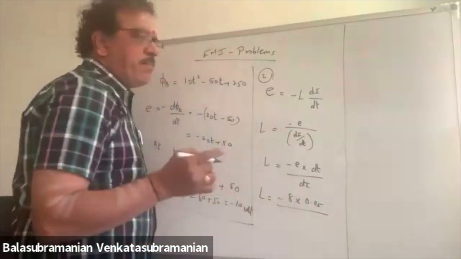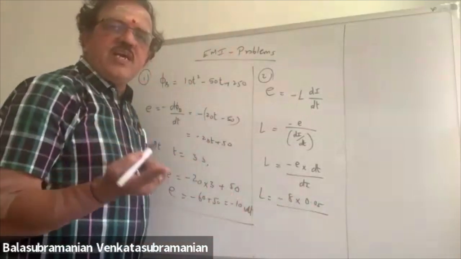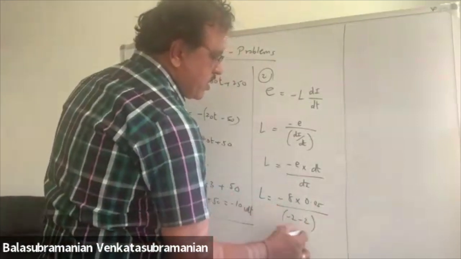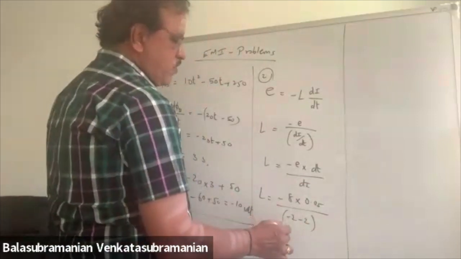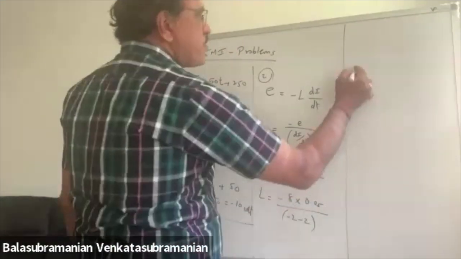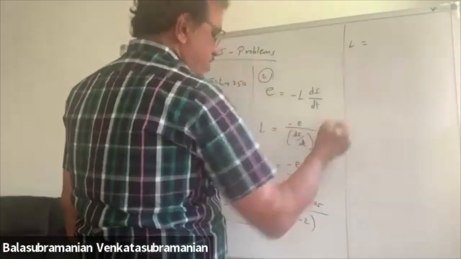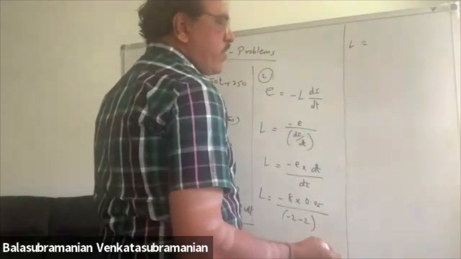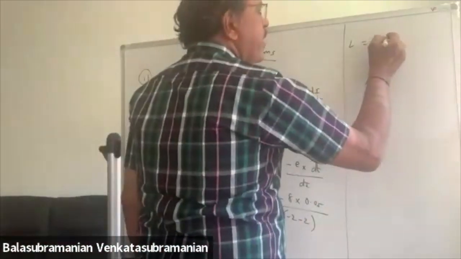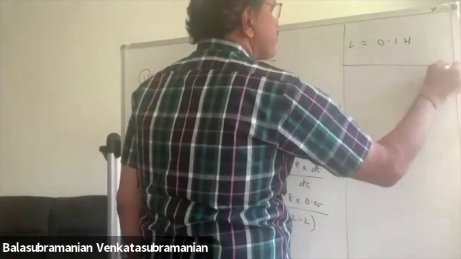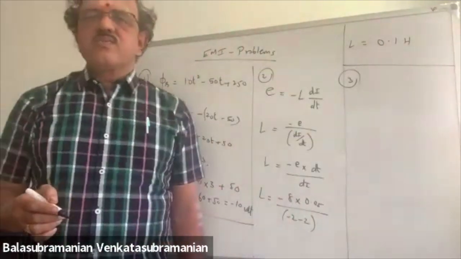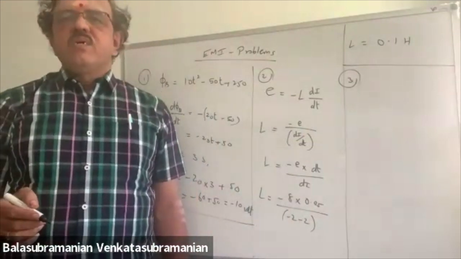Current changes from plus 2 to minus 2. Final minus initial: final is minus 2, initial is 2, so minus 4. Minus minus cancelled, 8 by 4 is 2. So L is equal to 2 into 0.05. 2 into 5 is 10, so it should be 0.1 Henry. Correct? So this is the second problem.